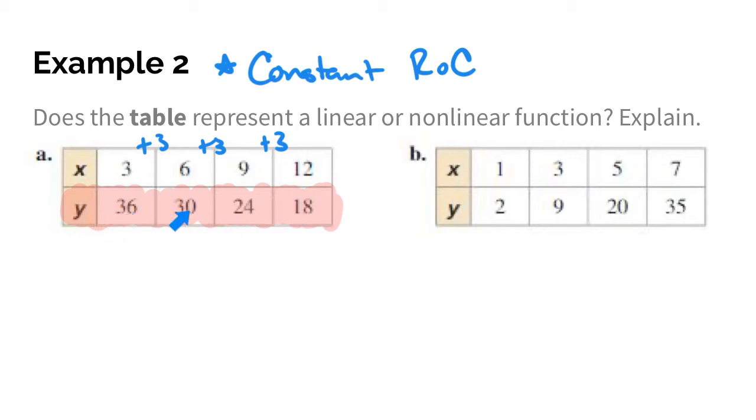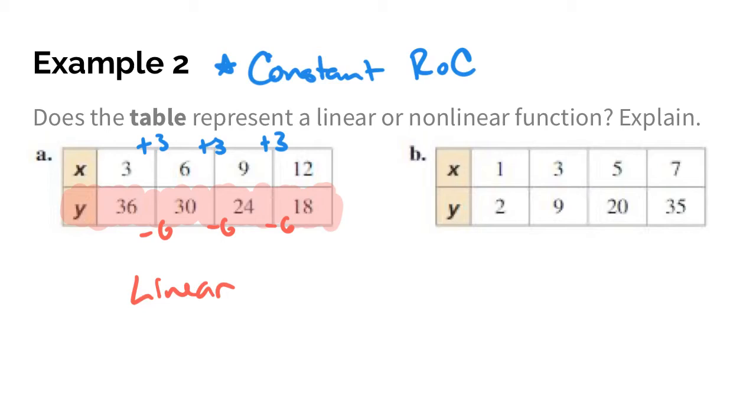So 36 down to 30 to 24 to 18. Recognize there that I would be going down 6 every time. So since it's subtracting 6 and that's constant, meaning it's not changing, this would represent a linear function because, again, it is a constant rate of change.